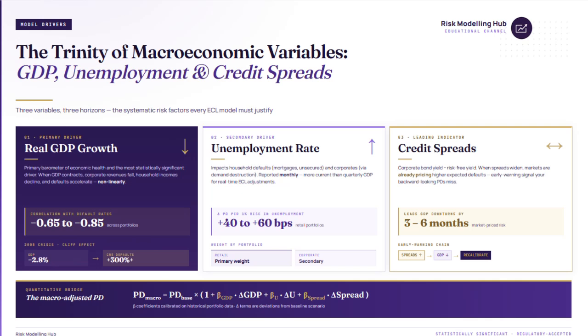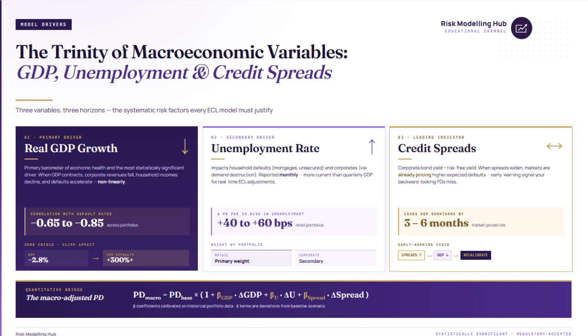Third is credit spreads. While GDP and unemployment move together with the cycle, credit spreads move differently. Spreads widen during stress, signaling market pricing fear, and they feed a 5 to 6 month early warning signal into your model. Spreads tighten and widen months before actual defaults materialize.